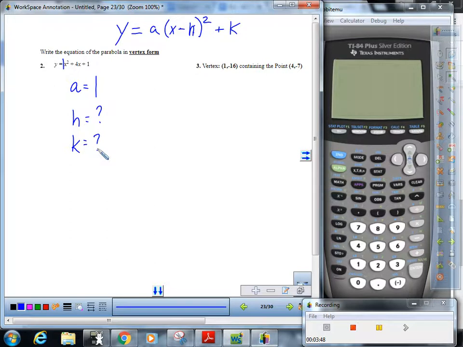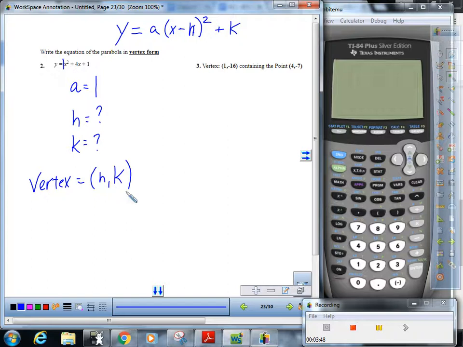Well, let me tell you this. The vertex, bless you, the vertex is h comma k. That's what h and k are. They're the values of the vertex. How do you think we should find the vertex of this one?